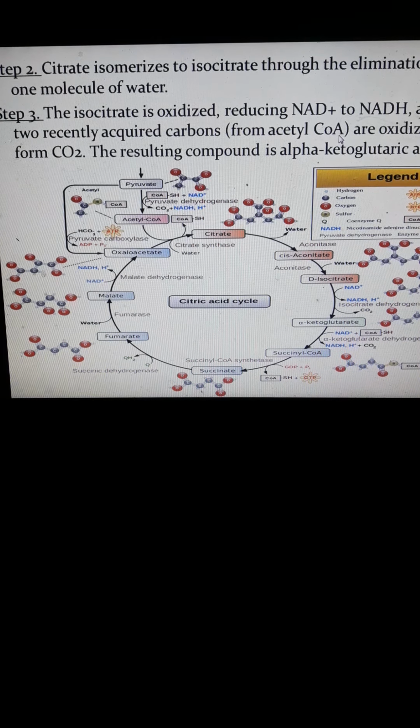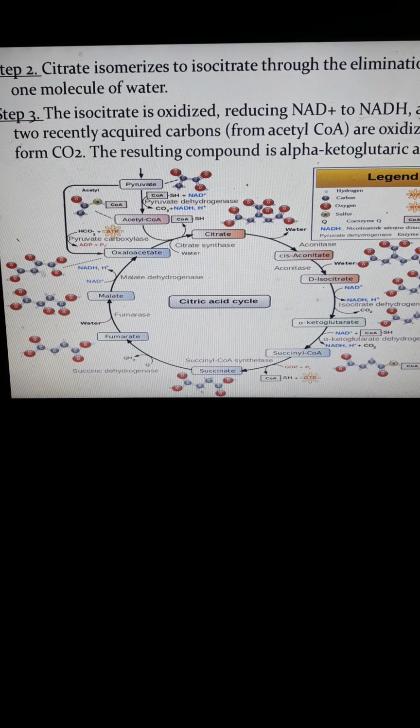H, that is a dehydrogenation process. And then the two recently acquired carbons from acetyl coenzyme A are oxidized to carboxyl group. So the resulting compound is alpha ketoglutarate or alpha ketoglutaric acid. They are the same, class, the alpha ketoglutarate and the alpha ketoglutaric acid are almost the same.